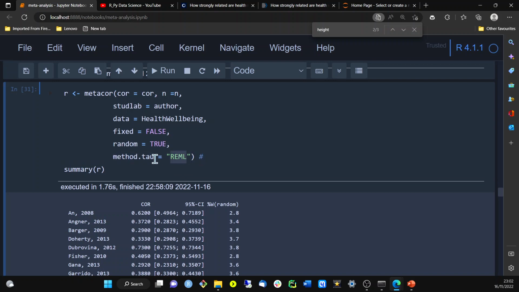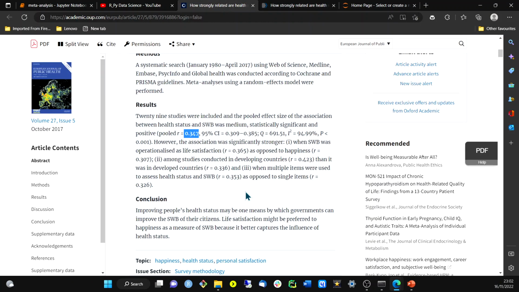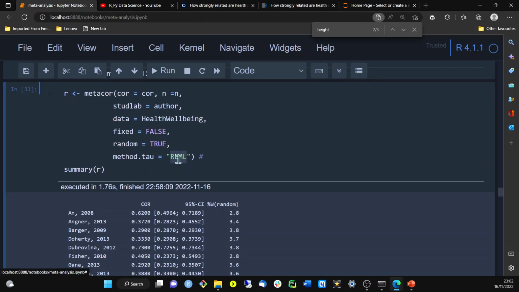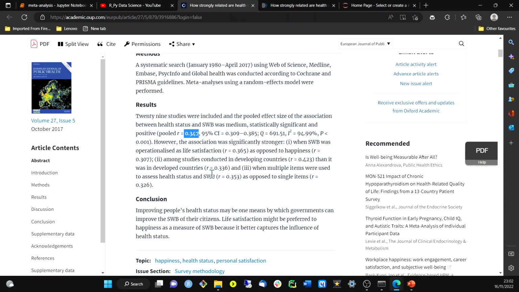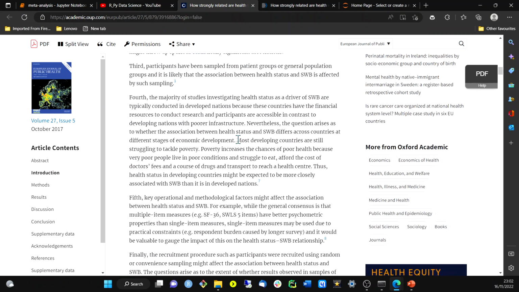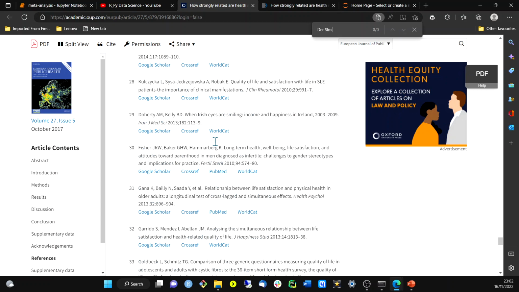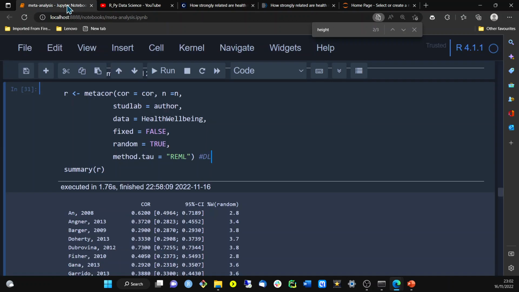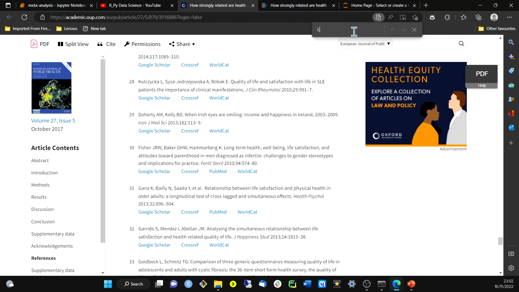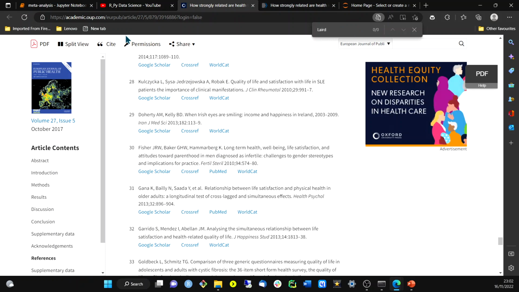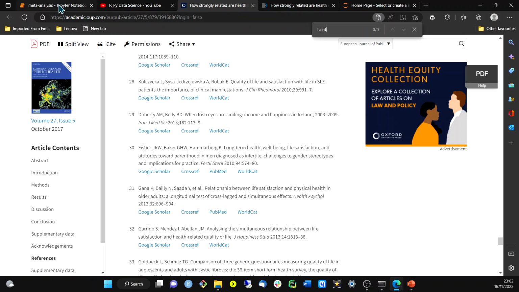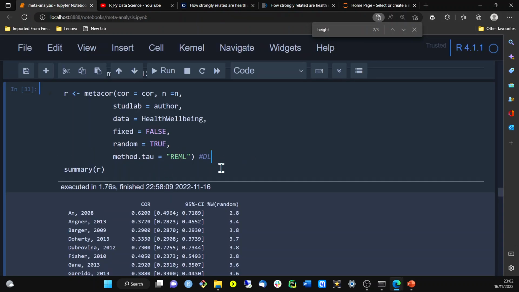So here the method tau is REML, but as you remember, in this paper they use theta. That means they don't have access to this tau square estimation. They didn't mention that. It's really recommended to mention that in your meta-analysis. Let me check if they actually mentioned it. No, they didn't. If you are writing a meta-analysis, you always have to make sure to mention the tau square estimation. You need to detail your meta-analysis methods.